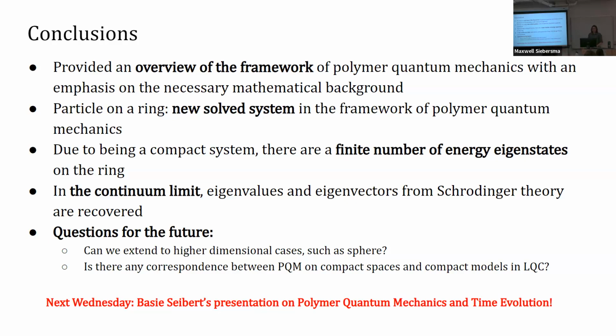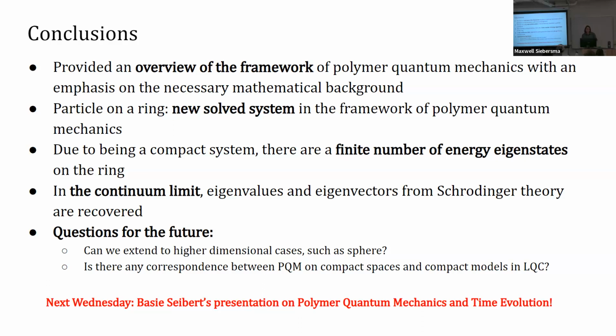Some questions that we're led to for the future are different ways that we could generalize these results. For example, we've done a ring. Is it possible to do a sphere? It's possible, maybe, but adding another dimension creates some difficulties with the lattice. So there are open questions there.